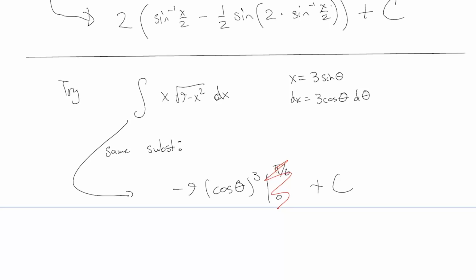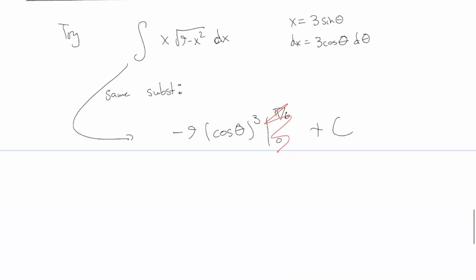And now we must replace the theta in terms of x. And so again, we have to solve for theta now in terms of x. So right here, x equals 3 sine theta.